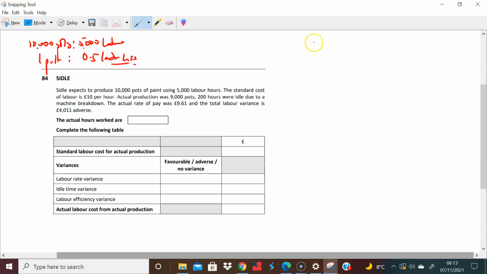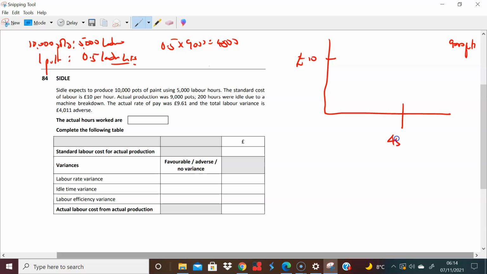So I'm just going to draw my chart over here. I know that each hour is £10, and I know that I'm utilizing half an hour, 0.5 labor hours, to make each pot. It says that actual production was 9,000 pots. I just like putting this in here as a reference, 9,000 pots. And therefore, I'm expecting you to do this in 0.5 times 9,000, which is 4,500 hours. That is the expectation, 4,500 hours.